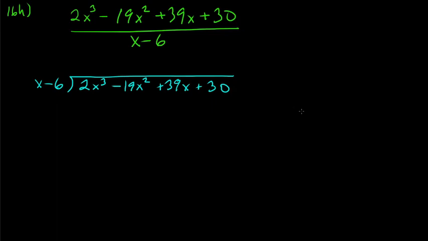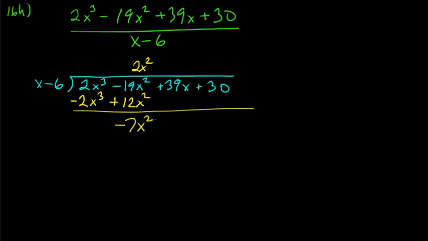So I'm going to go through this pretty quickly. 2x cubed divided by x is just 2x squared. So that goes here. When you multiply 2x squared times x minus 6, you get 2x cubed minus 12x squared. Flip the signs and add. So make the positive 2 a negative 2, make the negative 12 a positive. And when you add, negative 19x squared plus 12x squared is negative 7x squared, plus 39x plus 30.